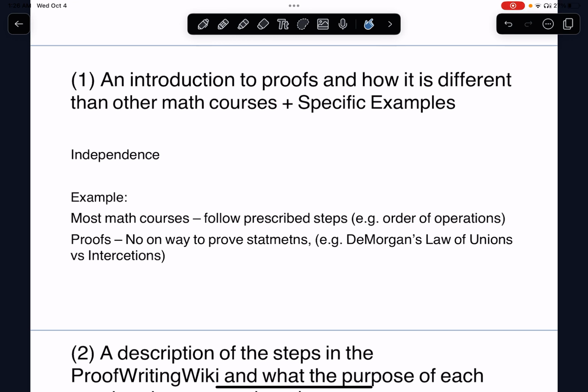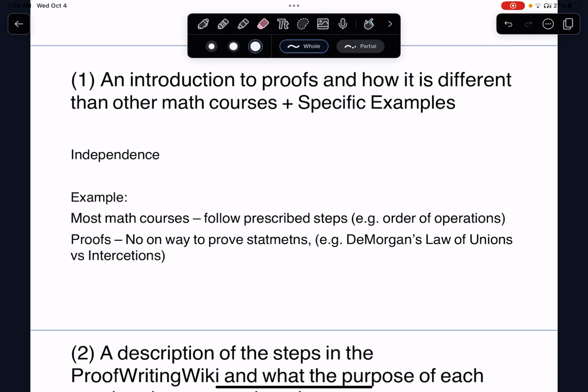One example that I had was De Morgan's law of unions versus De Morgan's law of intersections, so proving those two statements. Now in class we saw that they were very different proofs. They weren't copy-paste proofs. They took completely different methods, one using two cases, one using one consideration, proving those statements in different ways.